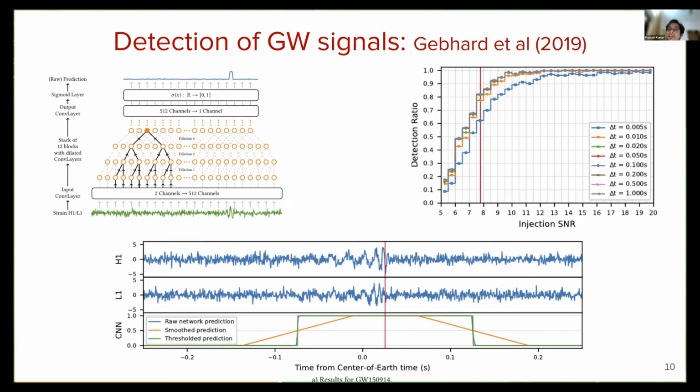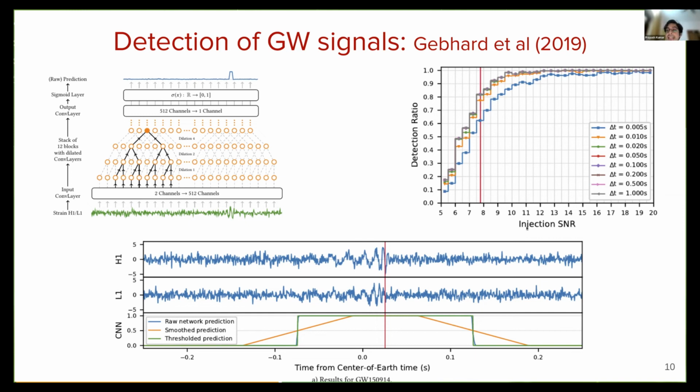Again, same year, another group in the UK applied CNNs to this detection problem again. And the key feature of this work was they did a more careful statistical analysis of the output of these neural network probabilities. And when they applied this to one of the events, GW150914, you can see the strain time series from the Hanford and Livingston detectors in these two panels. And you can see the output of the CNN in terms of the detection probability as shown in green here.